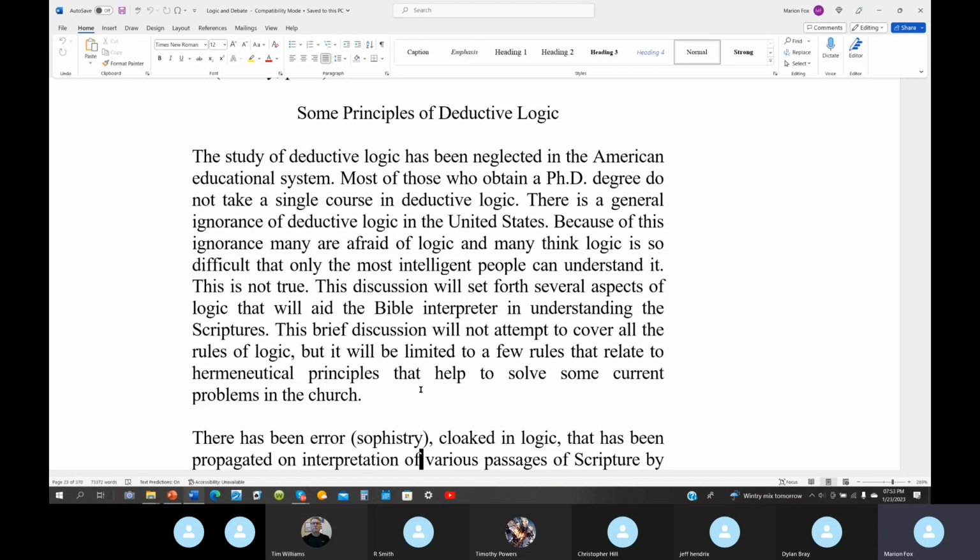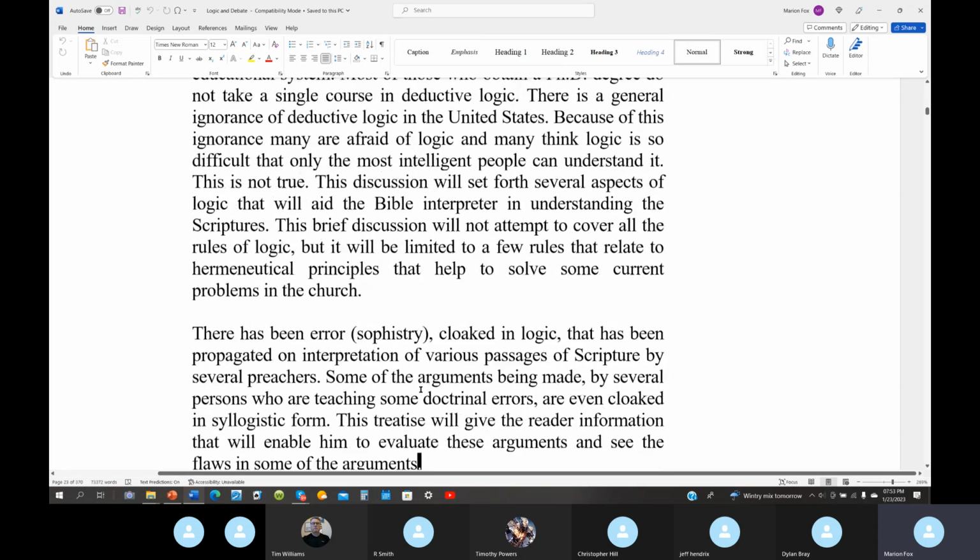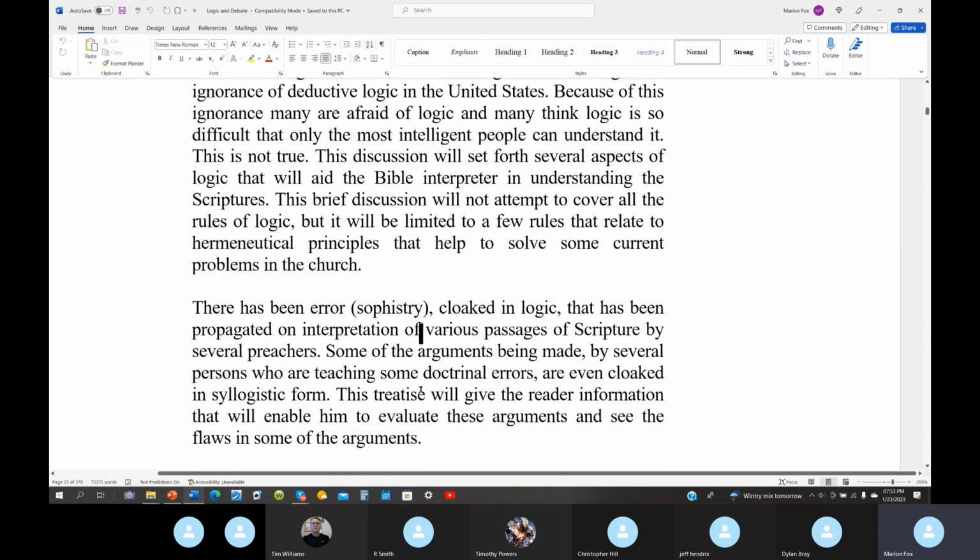We're not going to attempt to cover all the rules of logic, but we're going to limit it to some rules that relate to hermeneutical principles that help solve some current problems in the church, one of which is understanding the scriptures. There's been error in the church and outside the church cloaked in logic called sophistry. And you can look up what a sophist is, but we won't go into it.